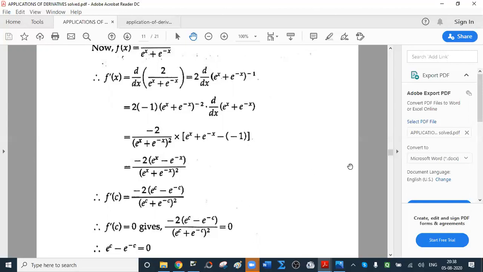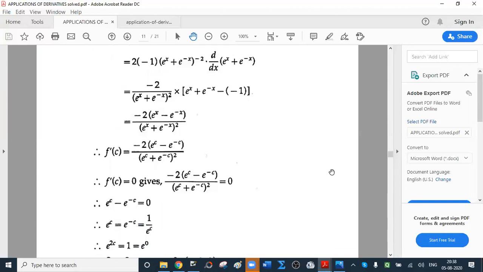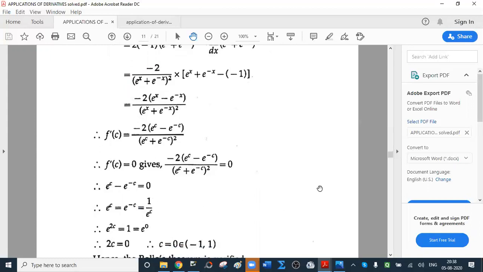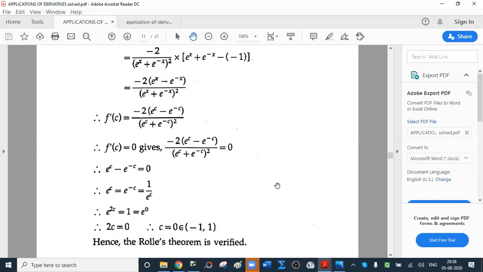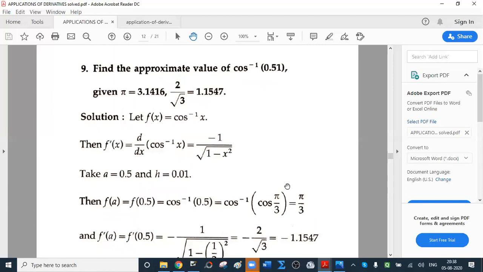So equate this with 0 to get e raised to c minus e raised to minus c equal to 0. But e raised to minus c is 1 upon e raised to c. So that gives e raised to 2c equal to 1. But 1 is e raised to 0. So 2c must be 0, so c must be 0. Is this allowed? Yes, 0 lies in the open interval minus 1, 1. Hence, Rolle's theorem is verified.